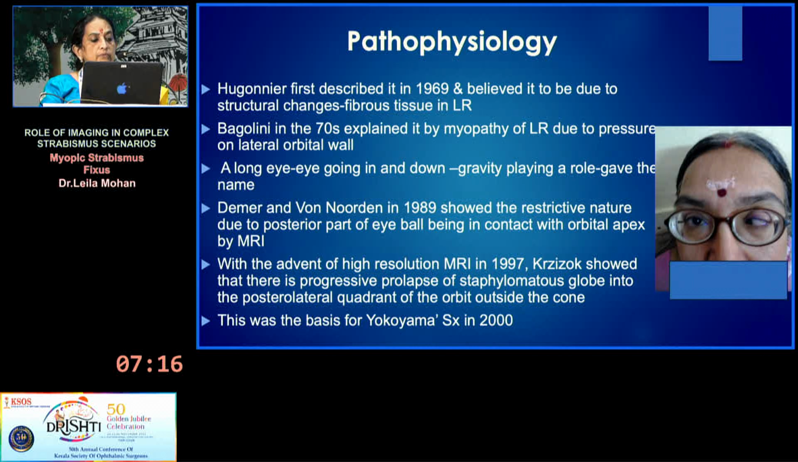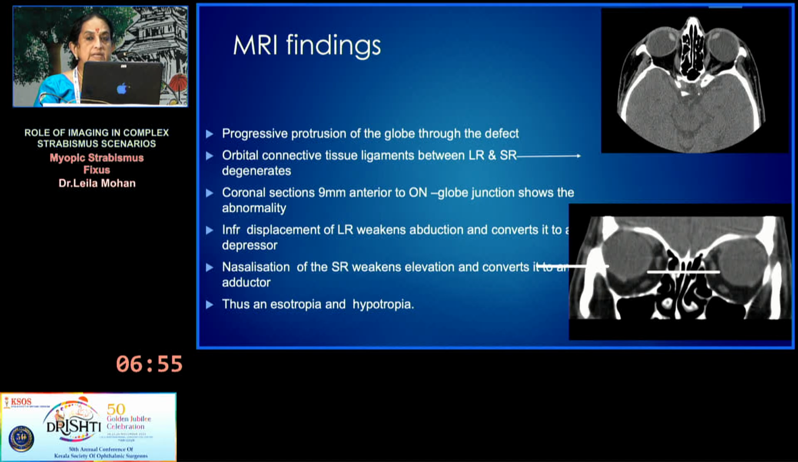And by MRI, with the advent of high resolution MRI in 1997, it was Krzizok who showed that there is progressive prolapse of the staphylomatous globe into the posterolateral quadrant of the orbit, between the lateral rectus and superior rectus. And this was the basis for Yokoyama surgery in 2000. So after this high resolution MRI, the treatment modality has changed completely.